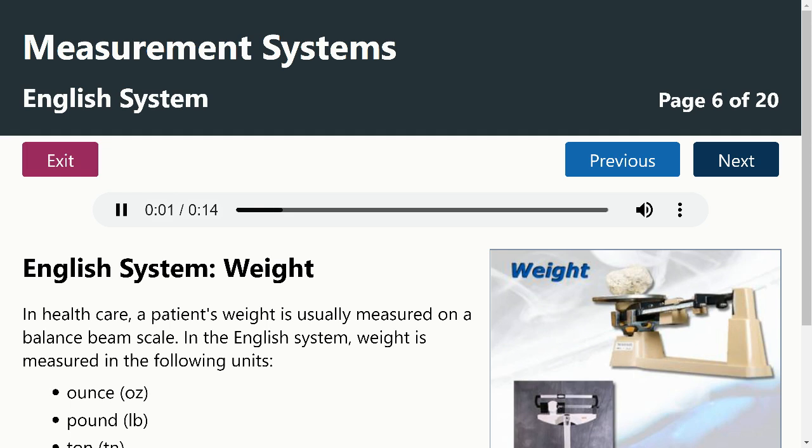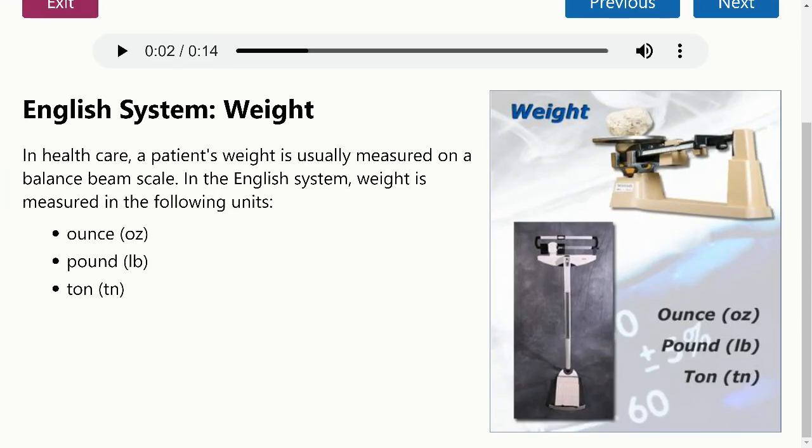English system. Weight. All right, so in healthcare, a patient's weight is usually measured on a balance beam scale. In the English system, weight is measured in the following units. So this is a balance beam. That's like that scale back there, because it has these bars up here, and this little black thing has to be in the middle and steady, and that's why it's called a balance beam scale. So you measure ounce, pounds, and ton.